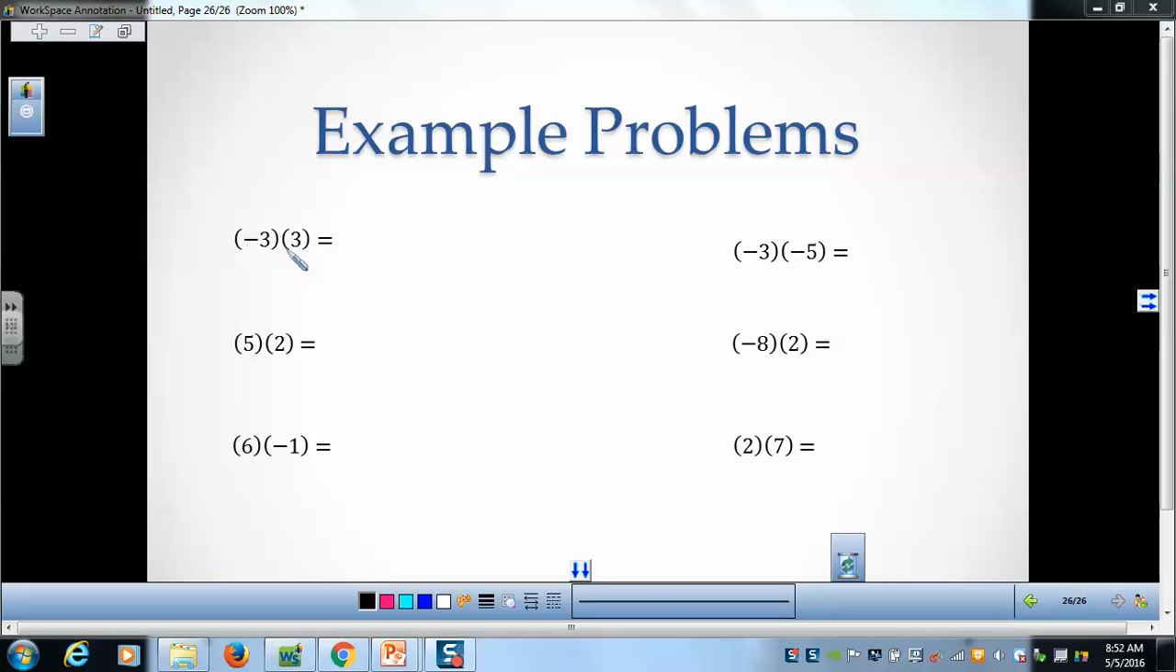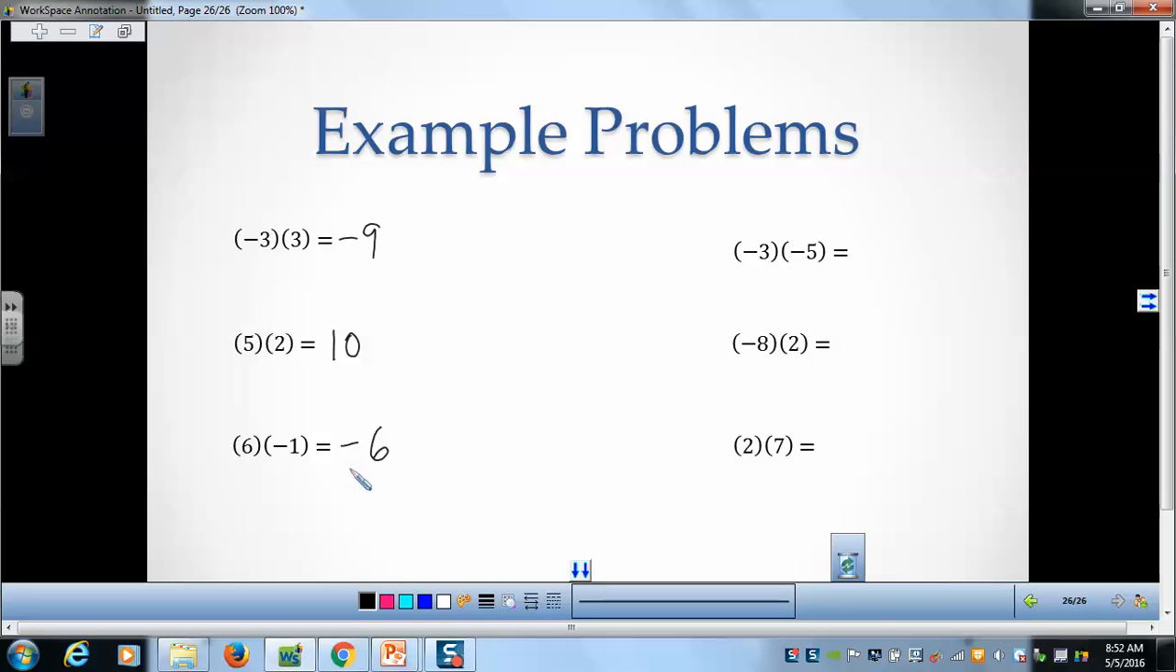Now, what I would do anytime I'm doing these problems is always figure out my sign into the number first, and then do the multiplication fact. So a negative times a positive is a negative. 3 times 3 is 9. Moving down here, a positive times a positive is a positive. 5 times 2 is 10. A positive times a negative is a negative. 6 times 1 is 6.